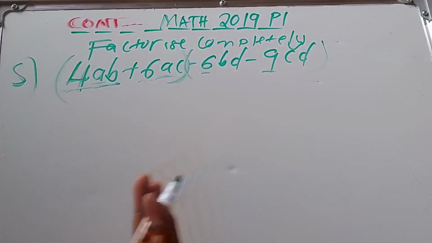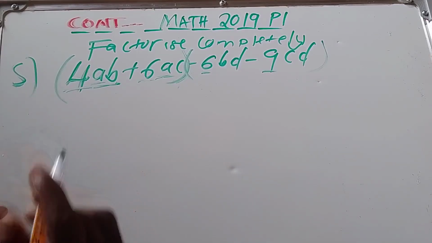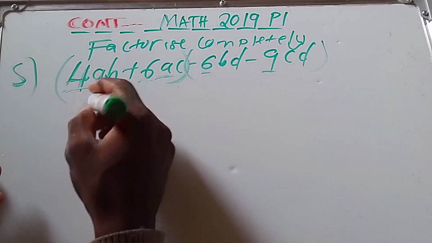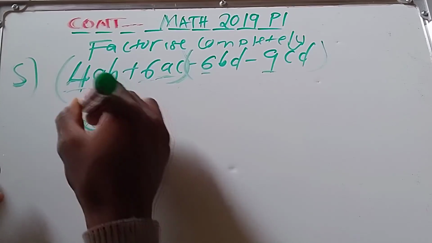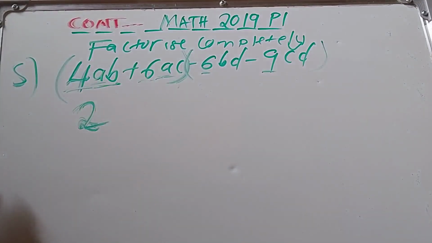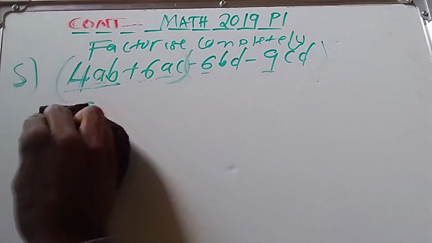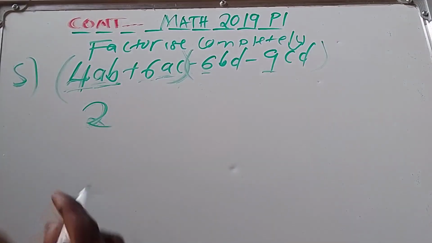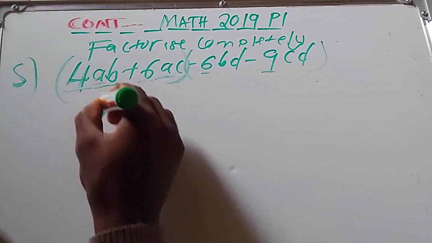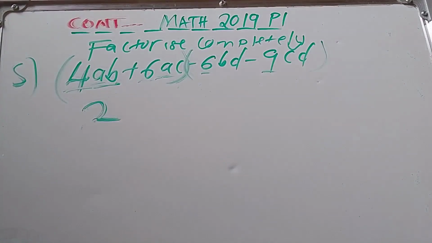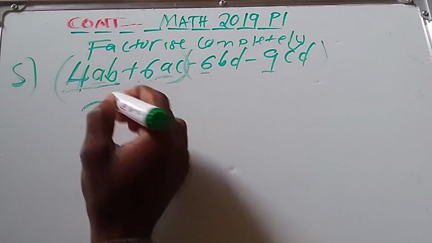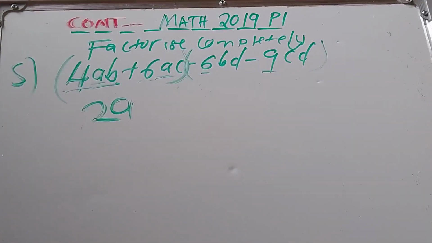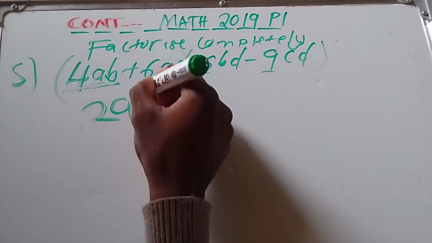So how do we factorize? We are going to say which number can go into 4 and into 6. Definitely 2 can go. So after I have this 2, I'm going to get the common letter. The common letter in this case is a. So I'm going to factorize this.